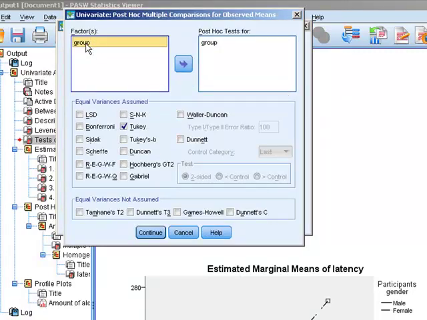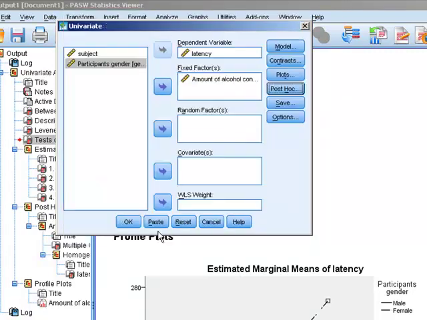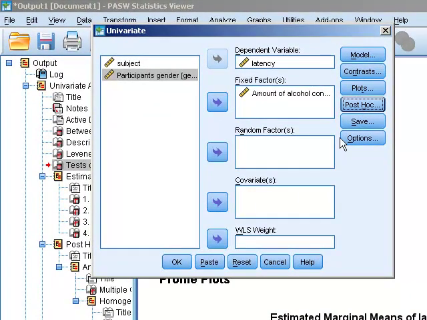Post-hocs, again, group, we can do the Tukey test, go continue, and options. Now, to some extent, technically we don't need to do both a contrast and a post-hoc because they're both effectively telling us the same thing. However, oftentimes, such as in repeated measures designs, post-hocs are not available, but contrasts are. So it's worthwhile knowing how to do both sorts of post-test comparisons, contrasts and post-hocs. Okay, so we'll go OK.